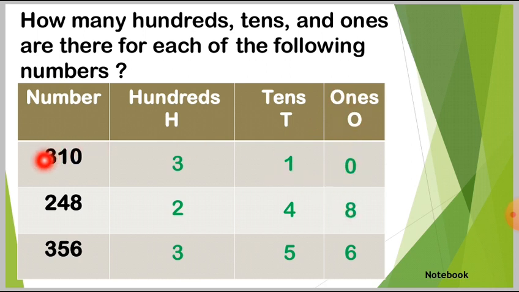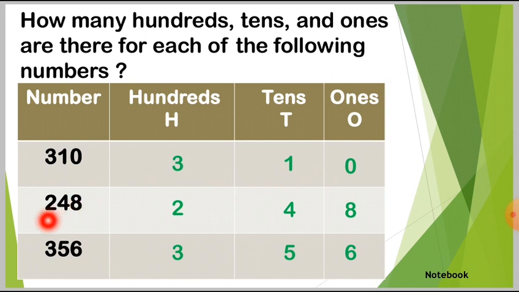Okay. So the first number is 310. In this number, how many hundreds are here? Yes, 3 hundreds. So you can write 3 in the hundreds column. Then how many tens? 1. So you can write 1 in the tens column. And then how many ones? 0 ones. So you can write 0 here. Got it children?